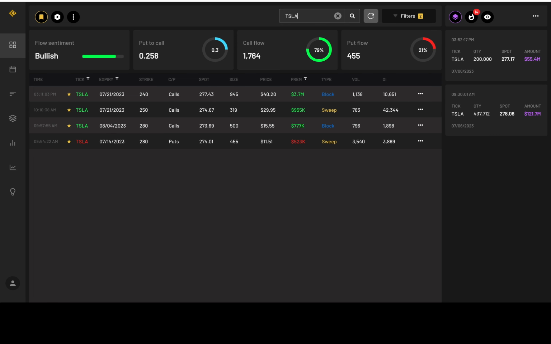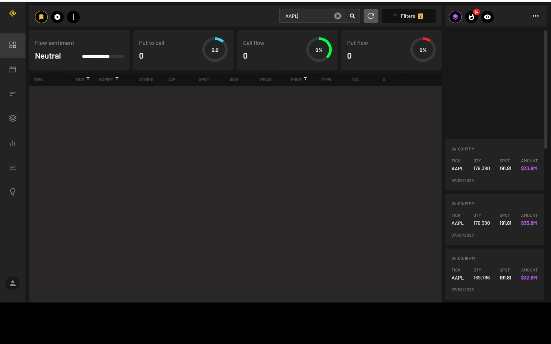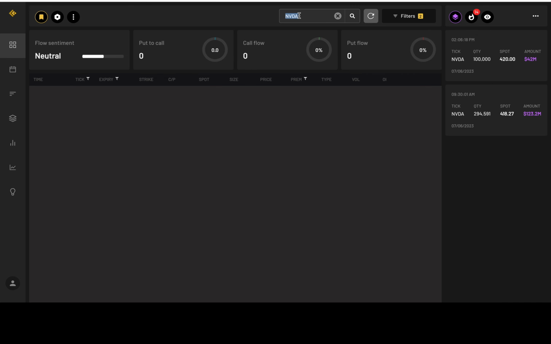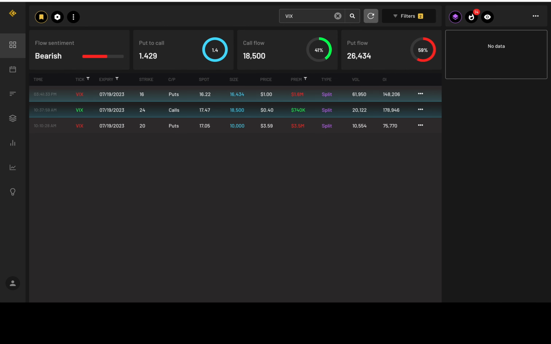Tesla, it's bullish for the short term. We're going to keep on going here. We're just going to fly right through it. Apple, nothing for the short term. Did I get IW? Oh, I'm getting mixed up here. NVDA, nothing for the short term. Netflix, nothing. And here is the VIX. Look at that. Bearish for the short term, guys.